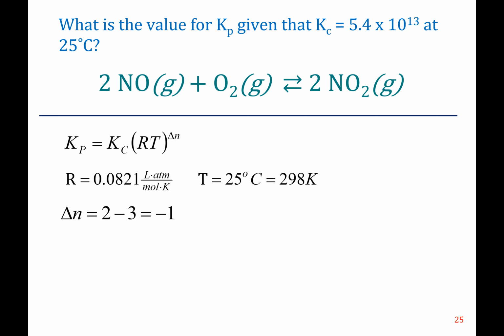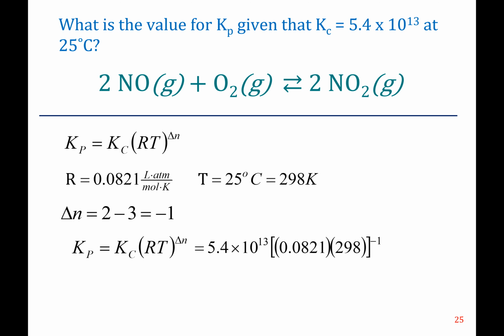Now for our delta n, we have to take a look at our stoichiometric coefficients. In other words, take a look at our total moles of gas. It's going to be the total moles of gas of the products minus the total moles of gas of the reactants. Here we have 2 moles of NO2 on our product side, so that's just a 2. On our reactant side, we have 2 moles of NO plus 1 mole of O2, which is a total of 3. So our delta n is 2 minus 3, which gives us minus 1.